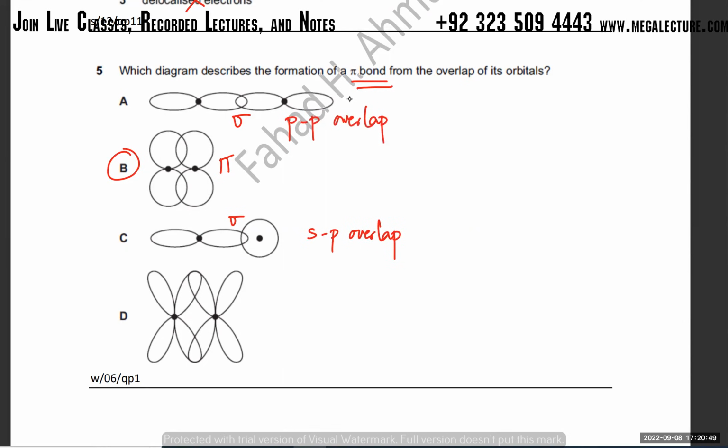ओके सर. या तो end-to-end overlap होगा. There's going to be an s orbital overlapping with a p, and there's an end-to-end overlap. Electron density is right in the middle. That's a sigma bond. या sideways overlap होगा कि there's a p orbital, and they overlap above and below. ठीक है. ये कुछ भी नहीं है. ओके सर. ठीक है. So this one is वैसे ही गलत है.